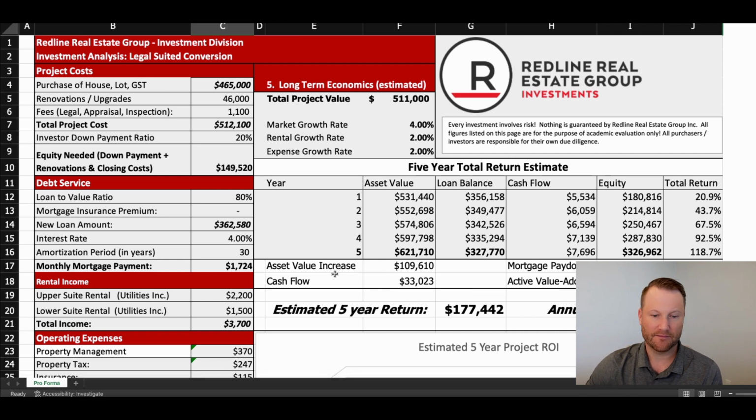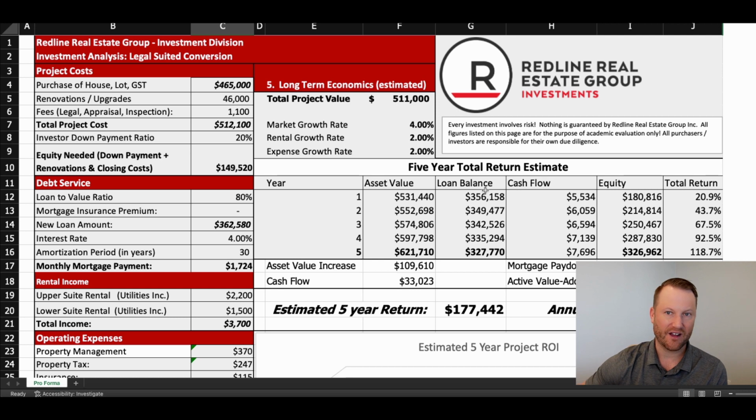Okay, and so we need to decide what we want our market growth rate to be. And we've heard all about these crazy rates of appreciation. Some of them have been up in like the 20% range per year. Really hard for me to put that on a pro forma to put in front of a client. But mid-single digits is very realistic now for that.